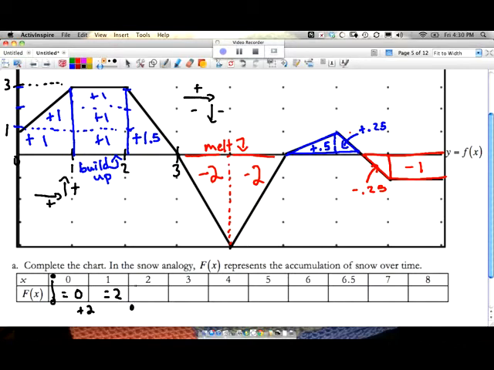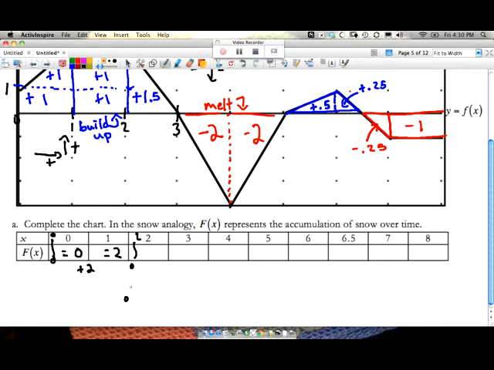Now if we're doing the integral from 0 to 2, we're going to use the work that we've already done from 0 to 1 to help us with that, because that's the integral from 0 to 1 plus the integral from 1 to 2. So all we got to do is take the area we already had, which was 2, and add the new area between 1 and 2, which is going to be 3. So we add 3, and that gives us 5.